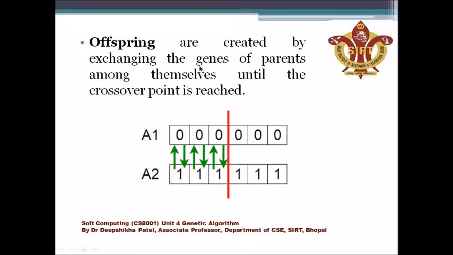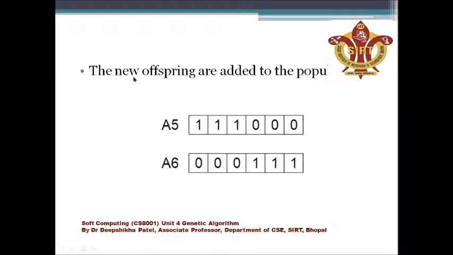Offspring are created by exchanging the genes of parents among themselves until the crossover point is reached. In that example, our crossover point was 3, so until this point has been reached, the process of exchange will continue. Here all the A1 bits up to the crossover point and all the A2 bits up to the crossover point will be exchanged through this crossover process. The new offspring are added to the population.